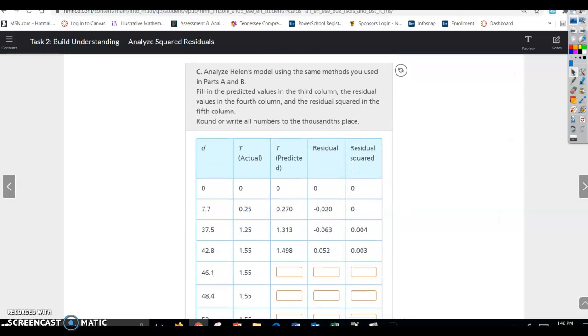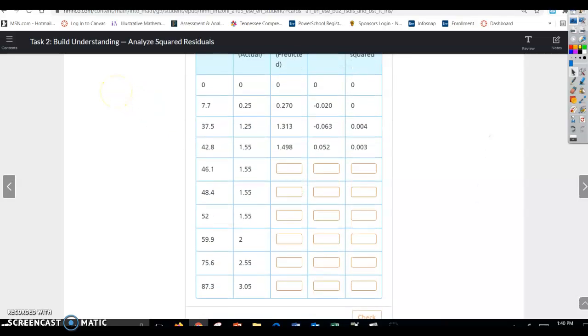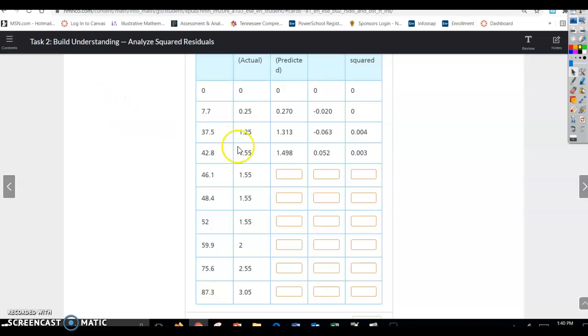All right, then I want you to do the same thing with Helen's model. So her equation was a little different. It was the 0.035D. So I want you to do the same thing. Take her equation and fill in the rest of the table. When you finish, unpause the video and come back and finish it with me.